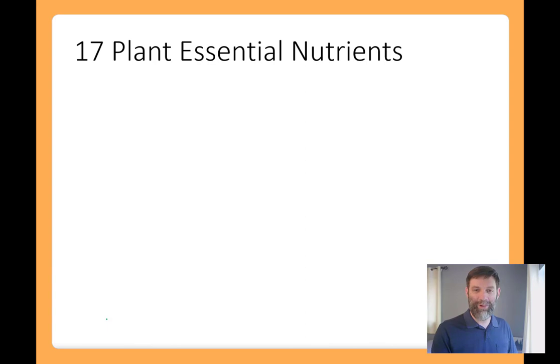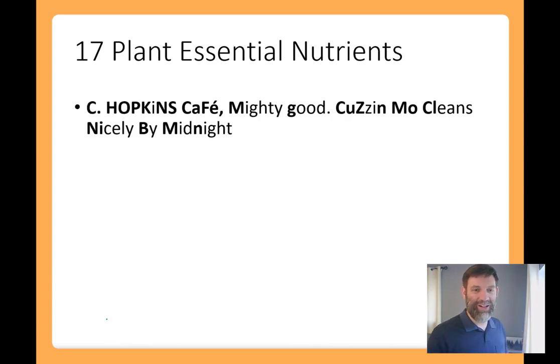I want to make a point here. We're going to talk about plant nutrition and soil interactions later in the quarter. But for now, I'm just throwing this out here, and I think it'll come up again in your assignment a little bit. There are 17 essential nutrients that all plants need to complete their life cycle. They are essential because they can't live without them. This little mnemonic, C. Hopkins Cafe, mighty good. Cousin Mo cleans nicely by midnight.